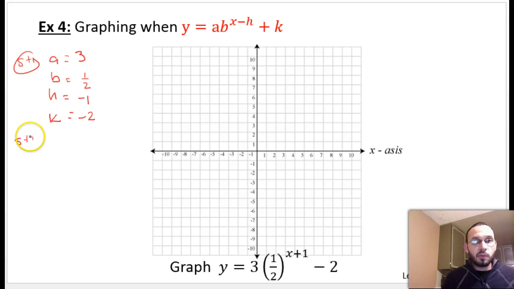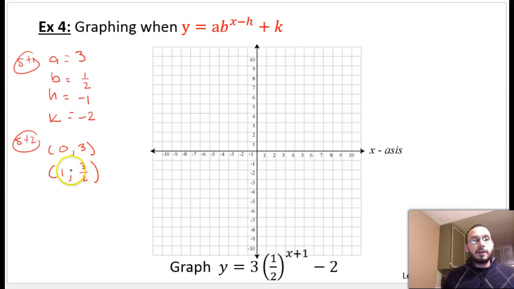Step 2, we're going to plot our 2 very important points. Again, (0, a) is our y-intercept. A is just equal to 3. And when x is equal to 1, we multiply a and b to obtain 3/2. That's good. There we go, 3/2.